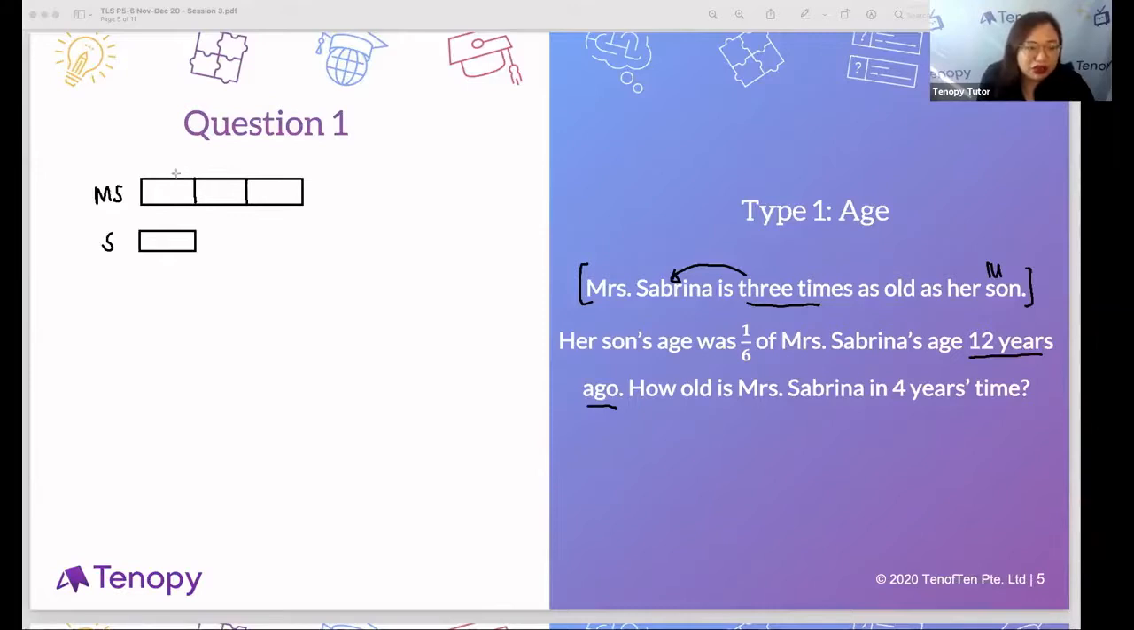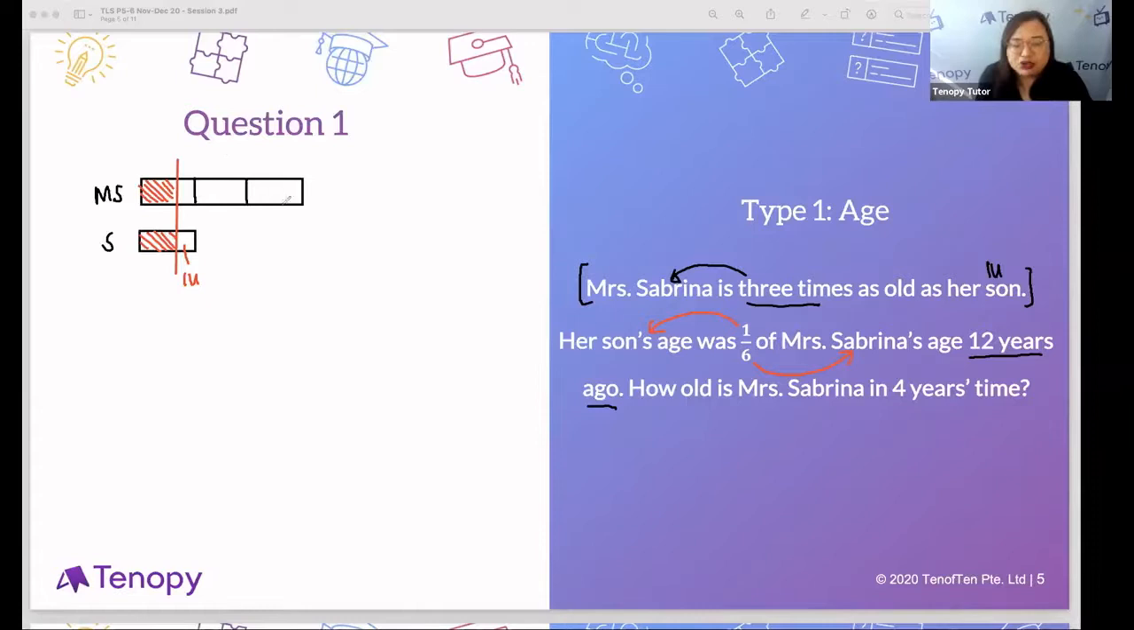And I'm just going to indicate at the back. And I'm going to put this as 12 years ago. Equal portion, because both of them will be the same. Very good. And you can notice that in terms of the age difference, right? This said that Mrs. Sabrina is now 6 units and the son is only 1. So this is only 1 unit.